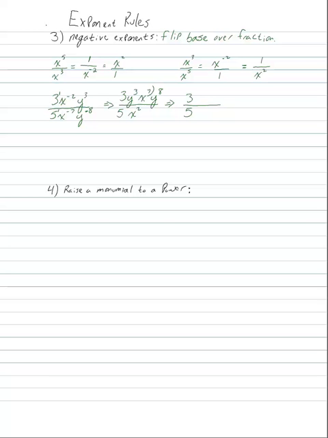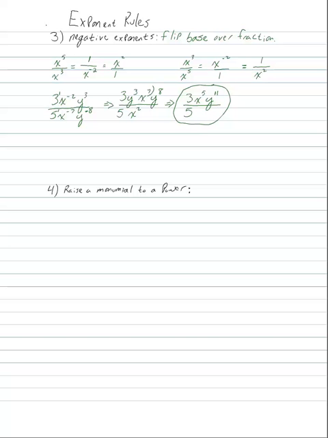My largest exponent's on top, so I'm going to get x to the fifth. Got y cubed and y to the 8, they're both on top, so they're being multiplied. So I'm going to add the exponents and get y to the 11. That's it. So let's try another one real quick.